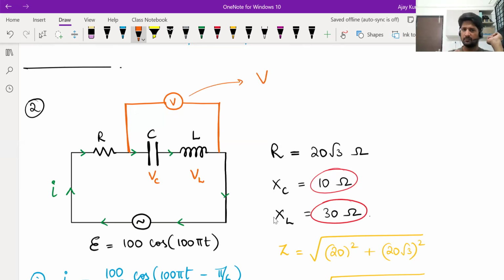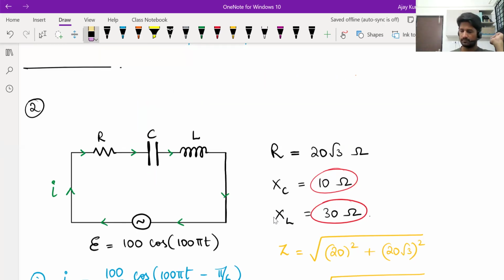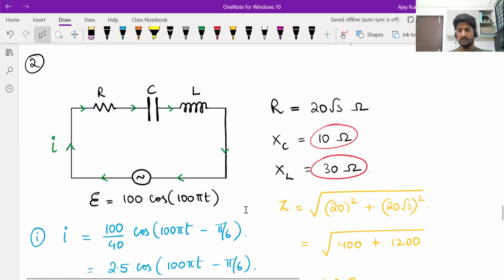So the effective voltage across the capacitor inductor combination. See, effective voltage means RMS voltage. You will take it as VC RMS minus VL RMS. Okay, you take their RMS values and subtract. Since they are exactly out of phase, you can do that.